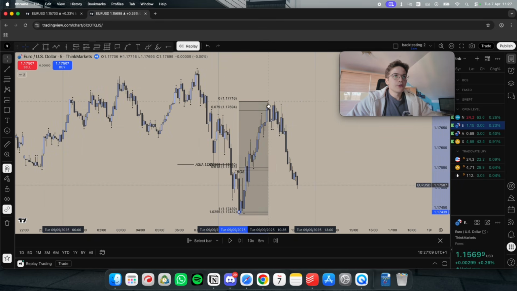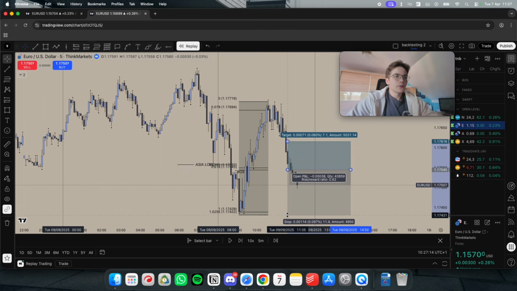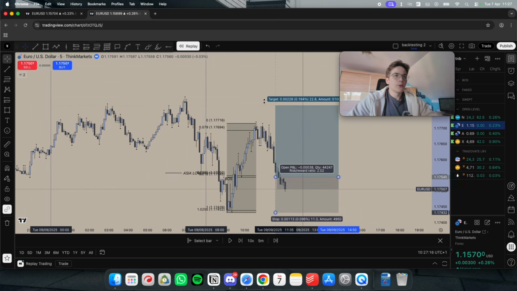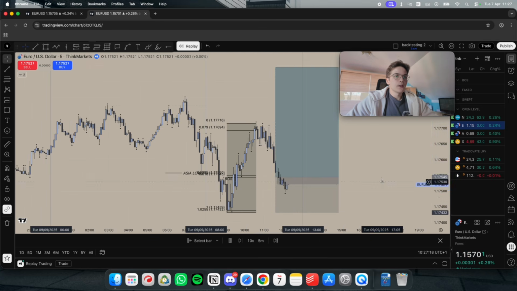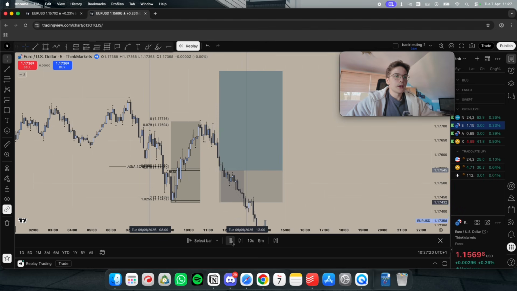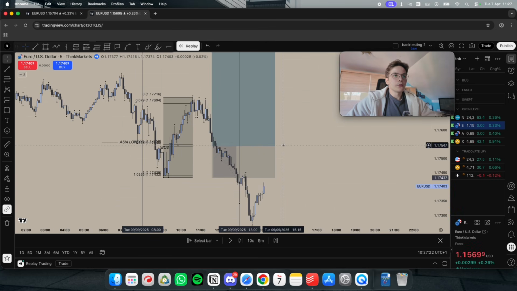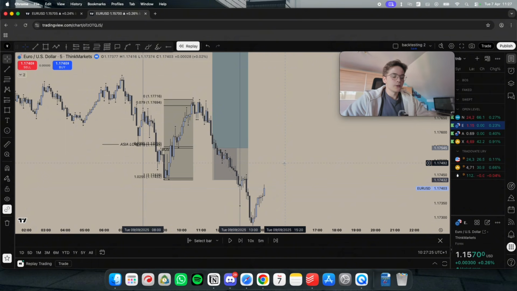Okay, we do get a retrace into our levels, so we would be filled into the trade here. Stop loss would go here as always, and target would always be 3R. Let's see how this played out. Okay, this would be a loss, so we're still going to continue before we journal it into the Notion.